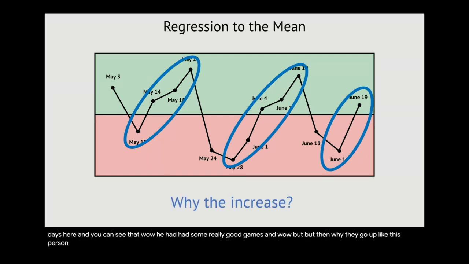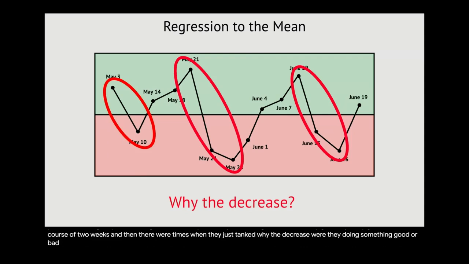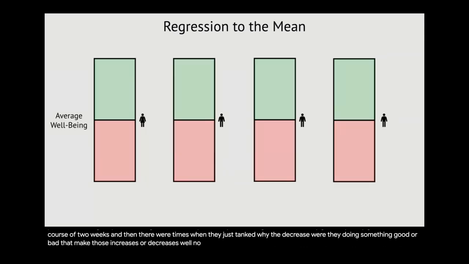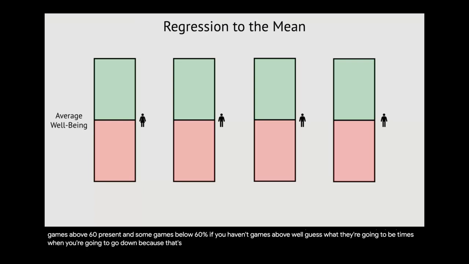Like, this person was doing really badly on May 10th, and then they had a strong increase, and May 28th they were not doing well, but then they got really, really good over the course of two weeks, and then there were times when they just tanked. Why the decrease? Were they doing something good or bad to make those increases or decreases? Well, no. It's because sometimes when you're a 60% basketball player, you're going to have games above 60% and some games below 60%. And if you're having games above, well, guess what? There are going to be times when you're just going to go down, because that's how averages go. You eventually revert towards the mean.